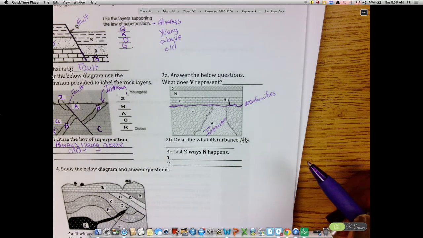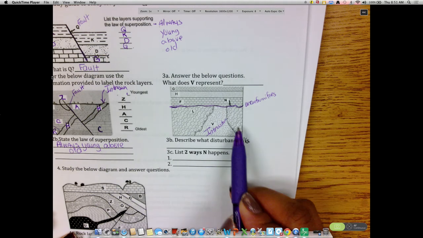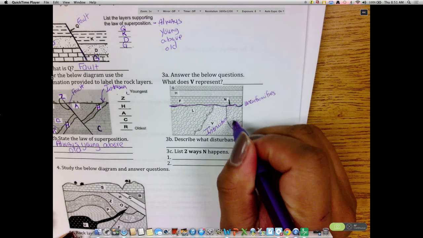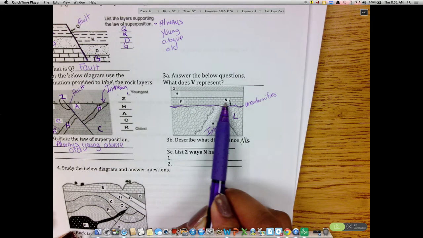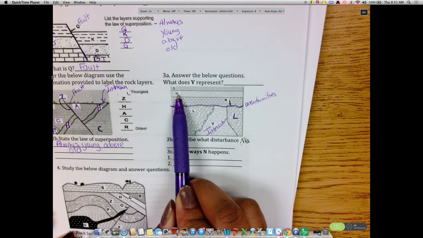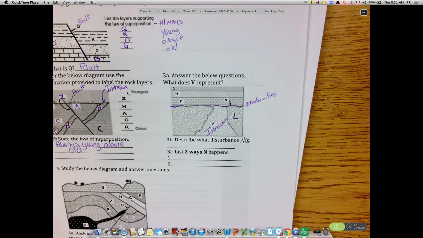What's the second thing I told you to do? Identify rock layers. We have L over here. Is L identified anywhere else? Yes. Where? On the other side of the intrusion. Is F fully identified? Yep. H? Yep. G? Yep. All right, so now we can see the big picture.